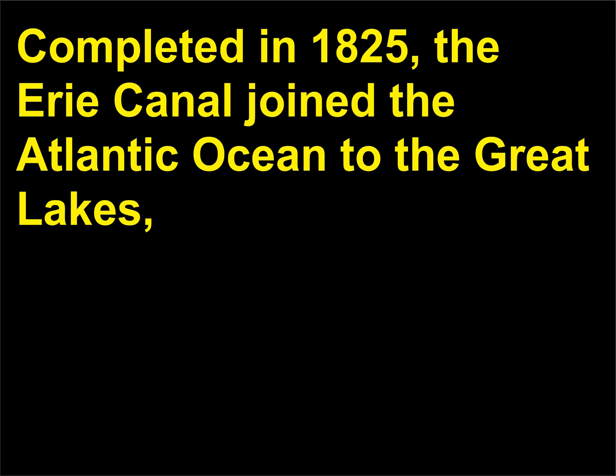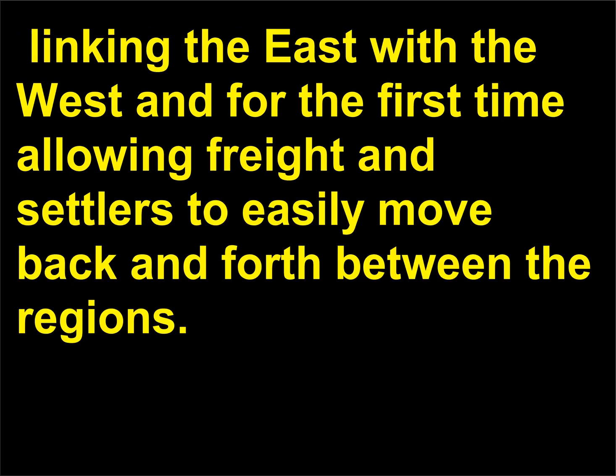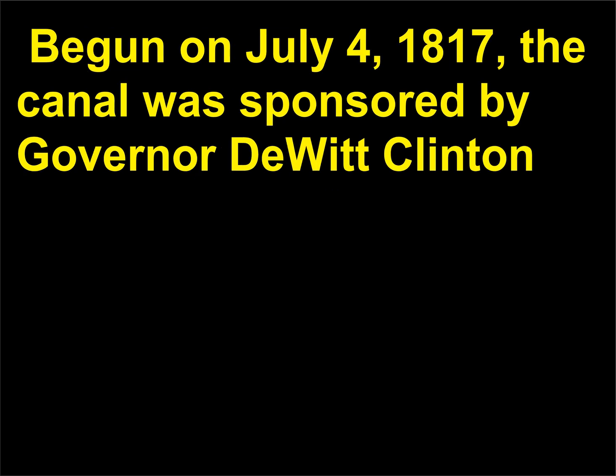Completed in 1825, the Erie Canal joined the Atlantic Ocean to the Great Lakes, linking the east with the west and for the first time allowing freight and settlers to easily move back and forth between the regions. Begun on July 4, 1817, the canal was sponsored by Governor DeWitt Clinton.